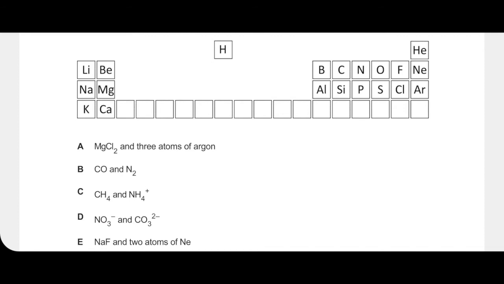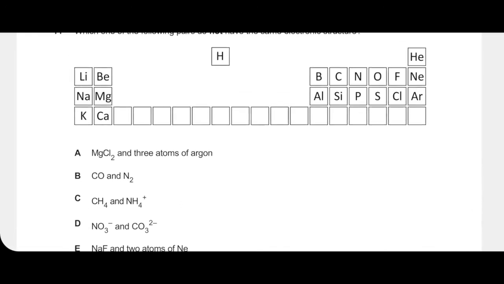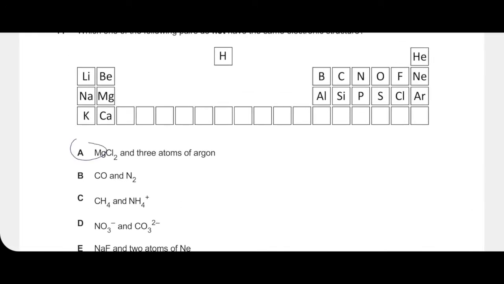So MgCl2 is an ionic structure. Mg loses 2 electrons so that its electronic structure becomes that of neon. Each chlorine gains an electron so that their electron structure is equivalent to argon. It is therefore that MgCl2 is equivalent to 2 argon atoms and 1 neon atom. It is not correct to state that MgCl2 has the same electronic configuration or electronic structure as 3 argon atoms. So therefore, A is the answer to question number 14. And that is question number 14 completed.